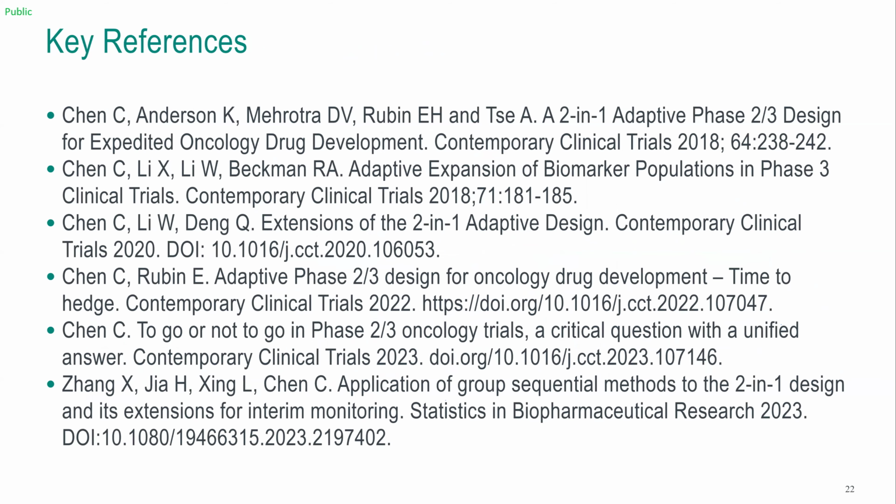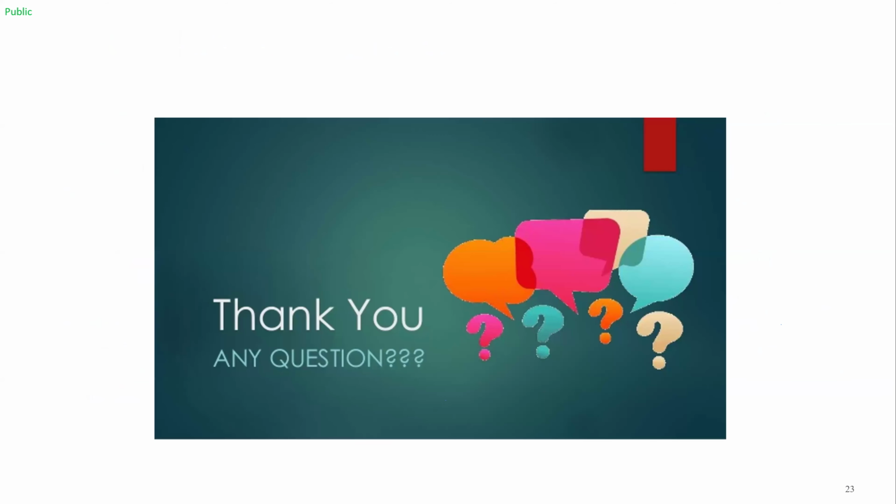So this is just a list of key references that are related to my presentation today. There are a lot of other 2-in-1 design literatures out there. Most of them are probably more technical than the ones listed here. And this concludes my presentation, and thank you for your attention.